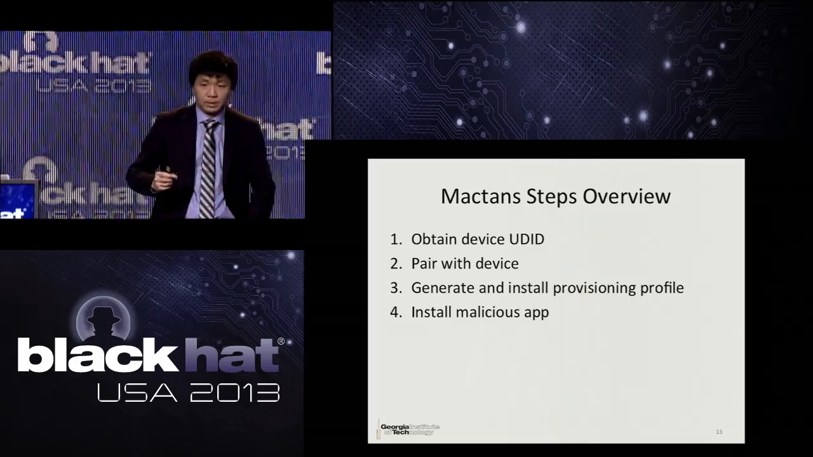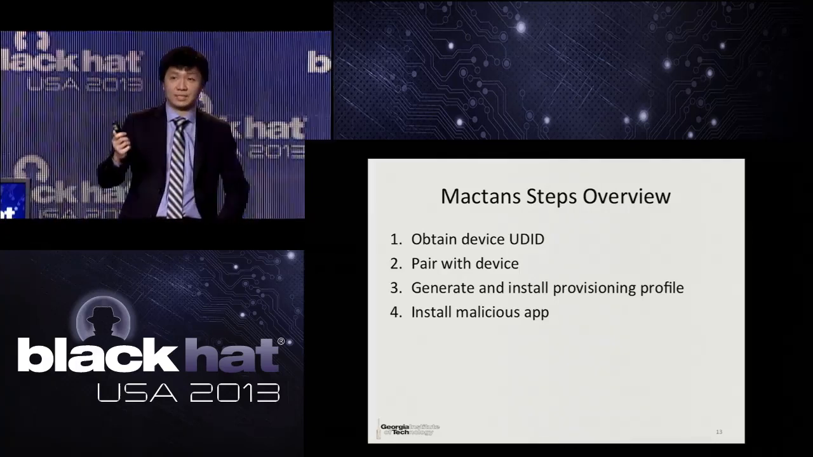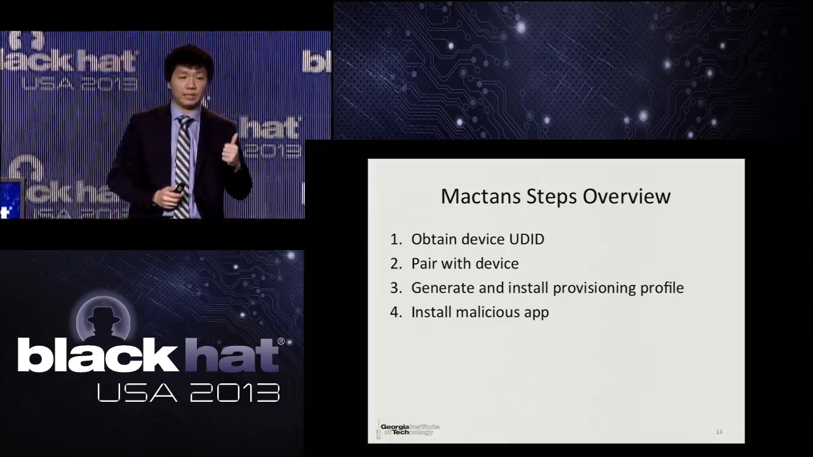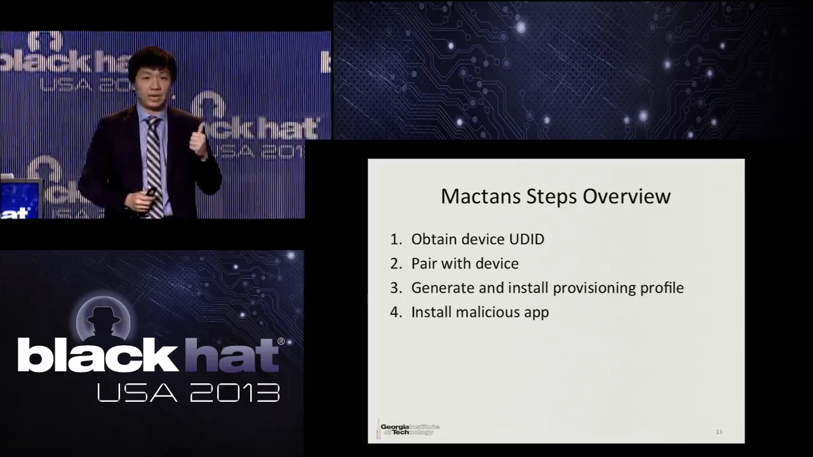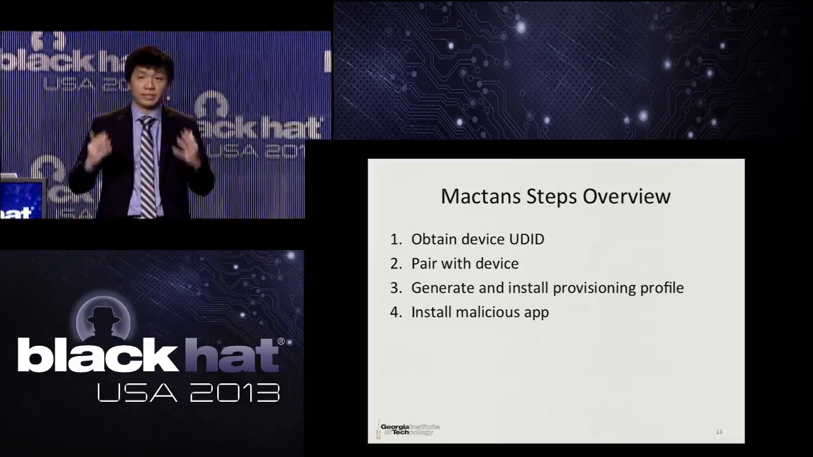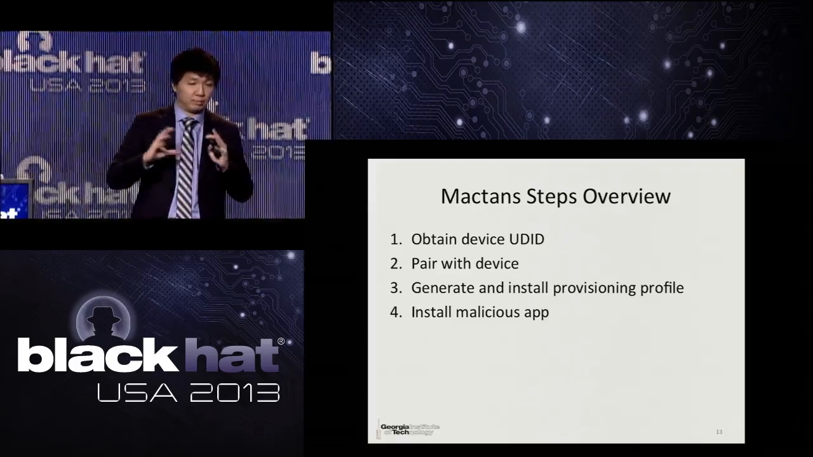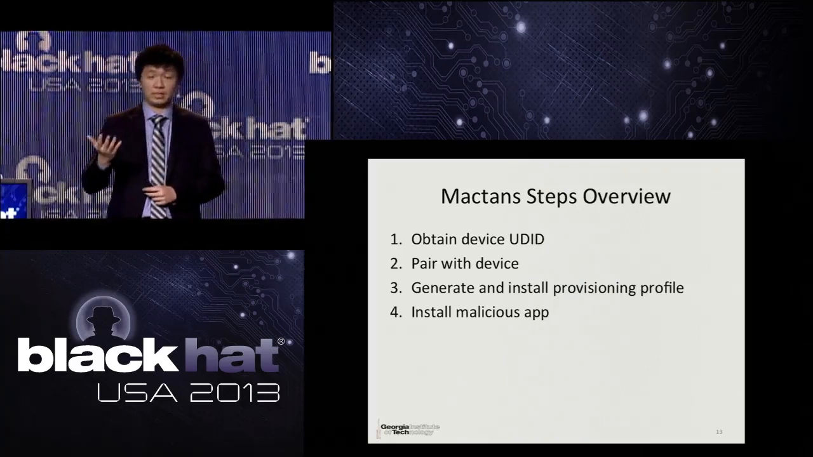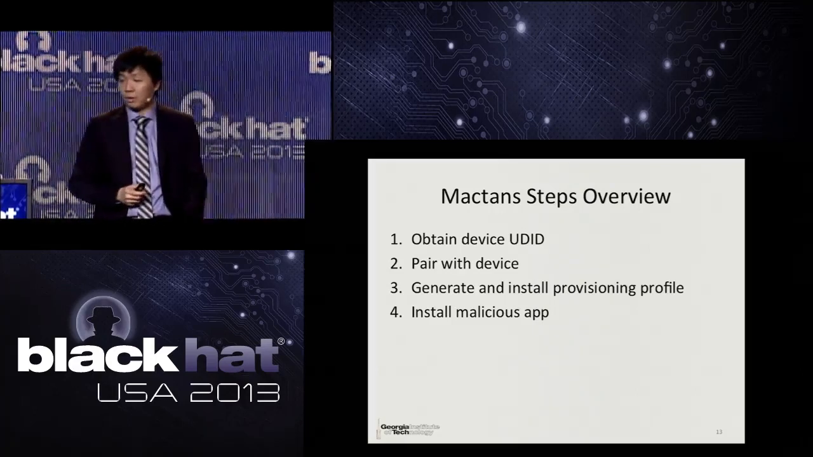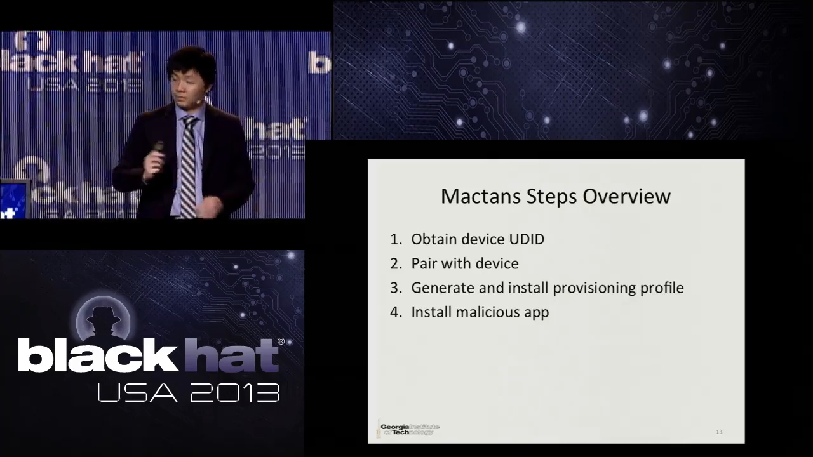Now, with that in mind, let me first guide you through a high-level overview of what happens when a user has connected his or her device onto a Mactans charger. Number one, Mactans will immediately obtain the device UDID. With the device UDID, it will then generate an appropriate provisioning profile. Then it waits for an opportunity to pair with the device. Once the pairing is done, it will install the generated provisioning profile. After the provisioning profile has been successfully installed, Mactans can install any arbitrary malicious app that it wants. So now, to cover these terms that mention UDID, provisioning profile, and so on, my colleague Yeongjin will take over to go into further details.